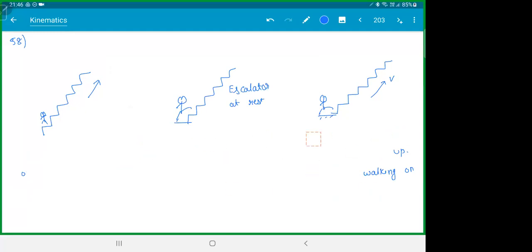Now we don't know what is the speed of this escalator. Let the speed of the escalator be v1. So time t1 and let this length be L. So the time t1 here will be L by v1.